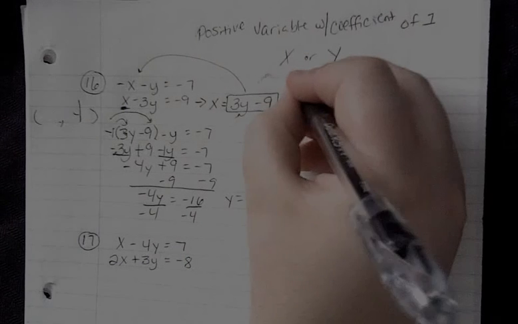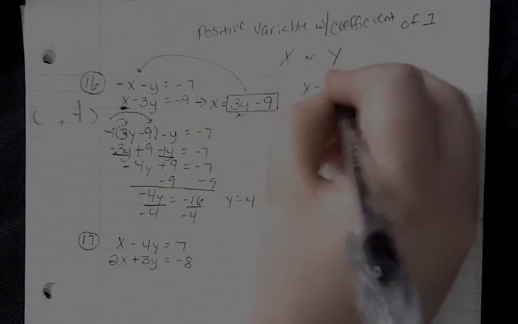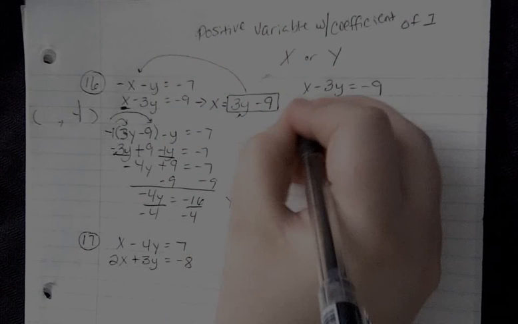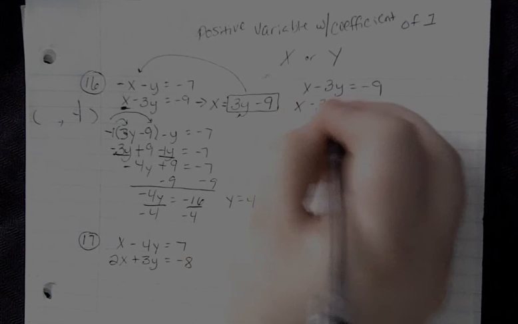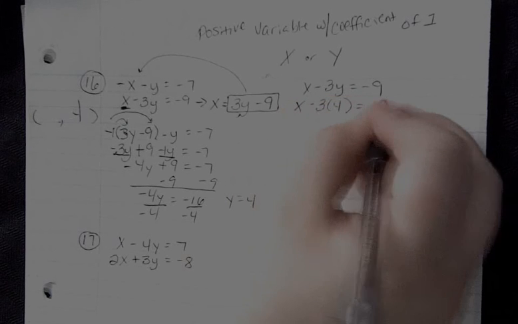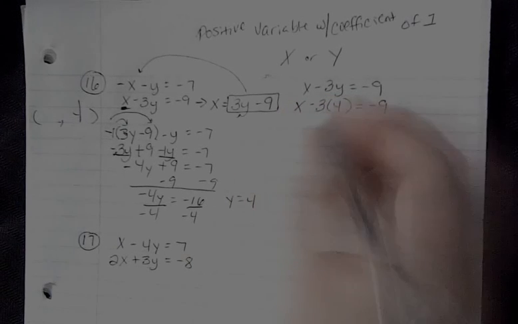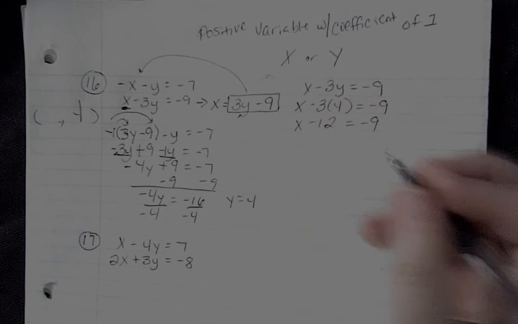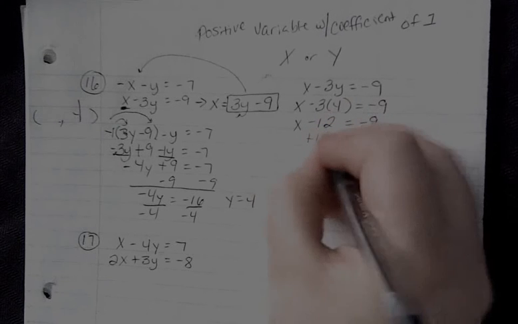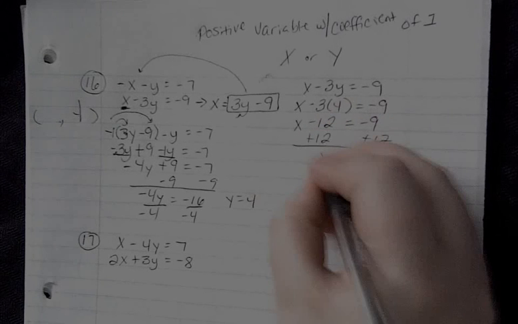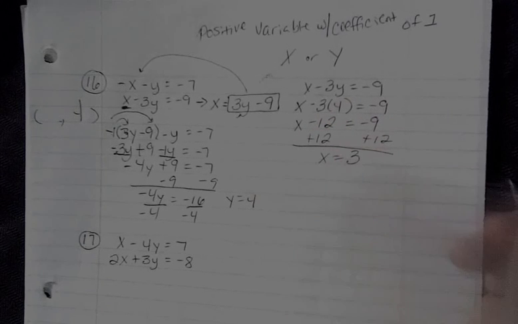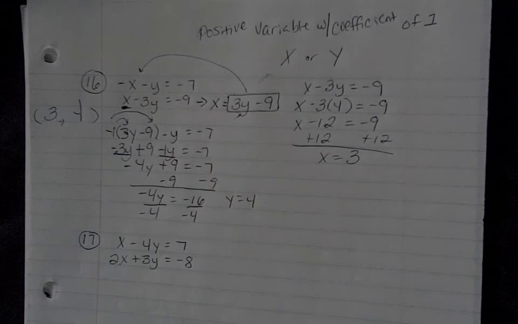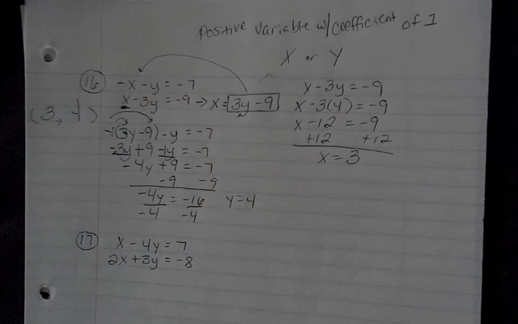So we've got x minus 3y equals negative 9, and y was 4. So I'm going to plug that 4 in for that y. So x minus 12 equals negative 9. Add 12 to both sides to get x equals 3. So we solved by the substitution method, but we had to get a variable by itself first.